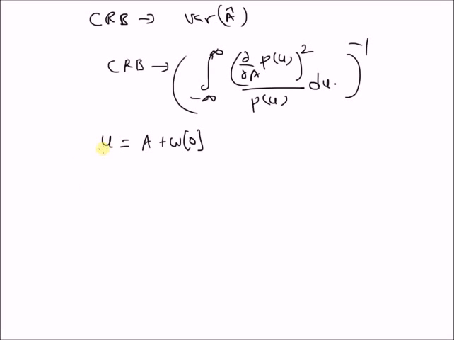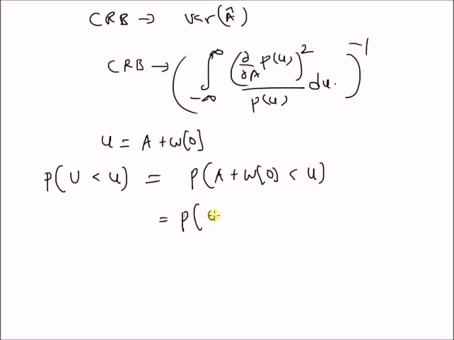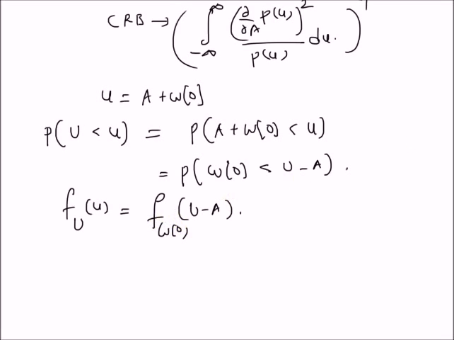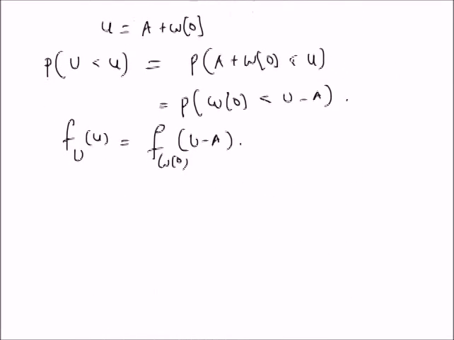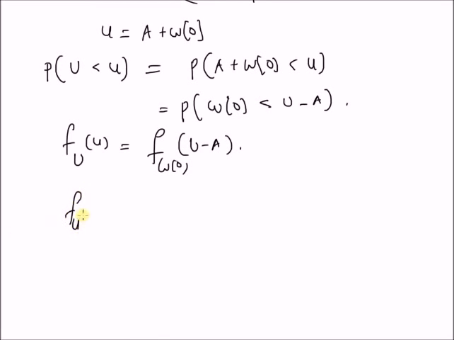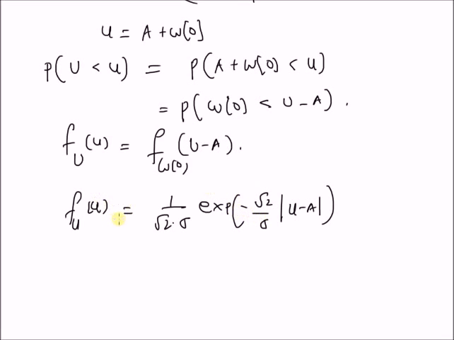So the probability density function of u can be determined as follows. The probability of u is less than small u is equal to probability that A plus w of 0 is less than small u, and this is equal to probability of w0 is less than u minus A. Therefore, the probability density of u is equal to the probability density of w naught with w naught replaced by u minus A. And since the probability density of w naught is given by the Laplacian PDF, we have the PDF of u is equal to 1 by square root of 2 into sigma exponential of minus square root of 2 by sigma into modulus of u minus A. So this is the probability density function of the new variable u.